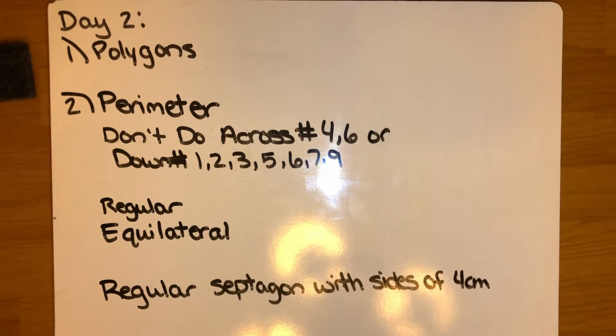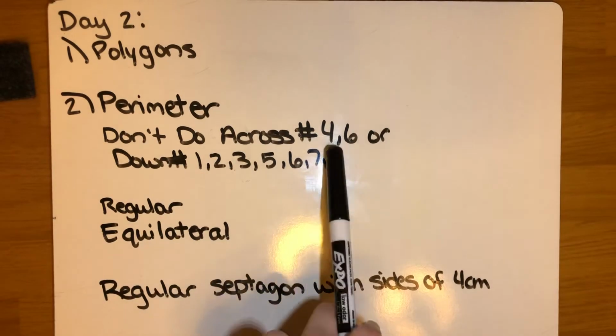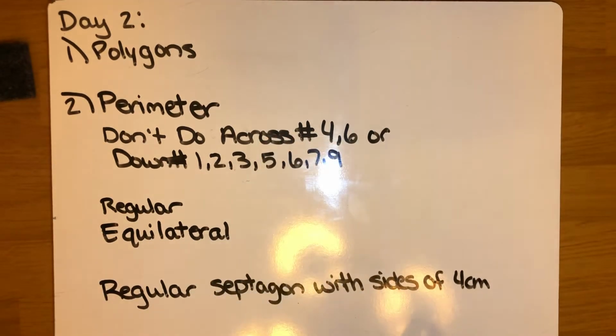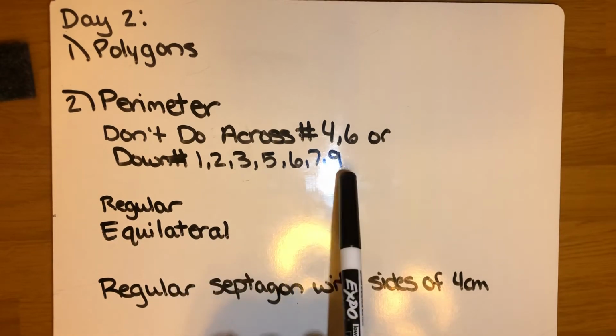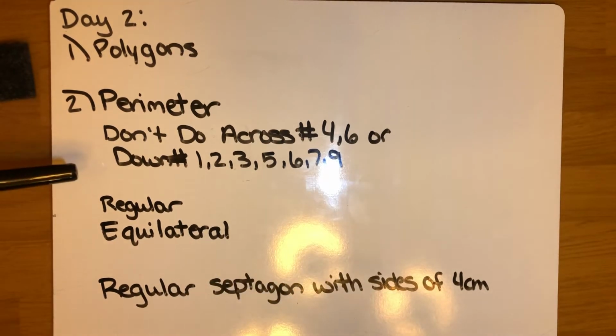On the perimeter side, this was marked off on the copies of the Polar Packet that were given out in class this semester. If you have one of the electronic copies, I have put this a couple different places or sent out reminders on this, but you do not need to do number 4 or 6 on the across section, and you do not need to do 1, 2, 3, 5, 6, 7, 9 on the down section. So that is knocking down the amount of problems you have to do for perimeter quite a bit.